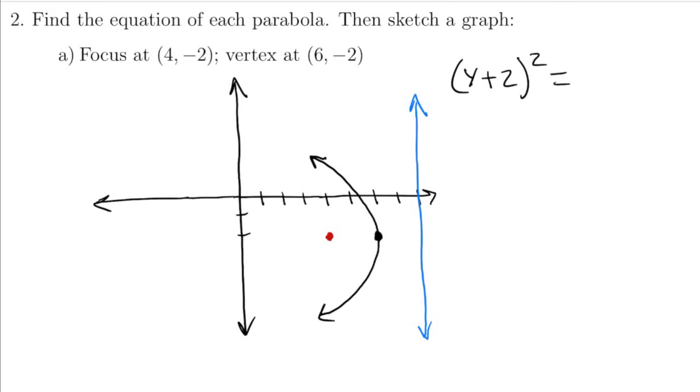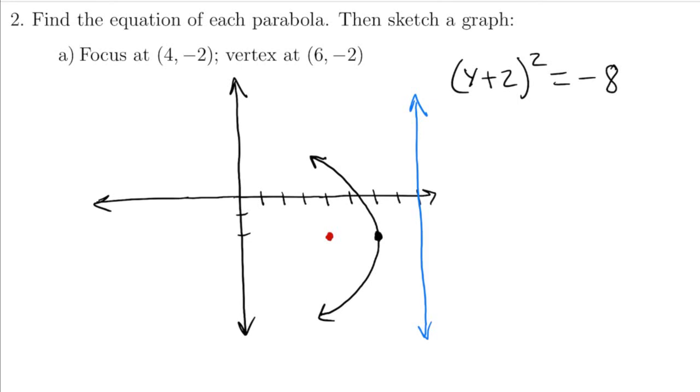And this equals negative, since we're opening to the left, right? This coefficient has to be negative. And then what I have is -4 times a. And in this case, we've noticed that our a is 2, because that's the distance from the vertex to the focus. So I have 4 times 2, that's 8.